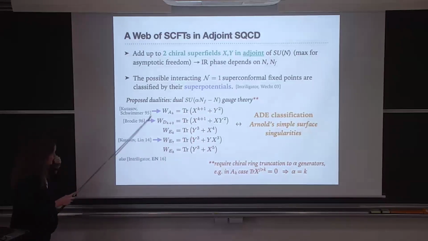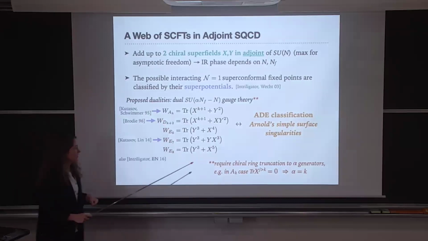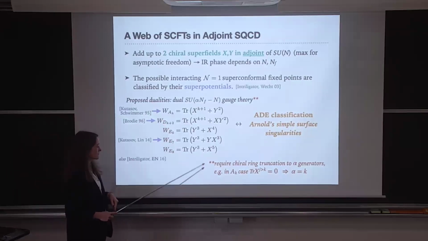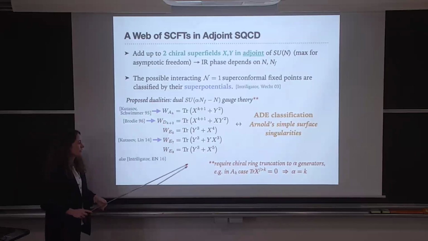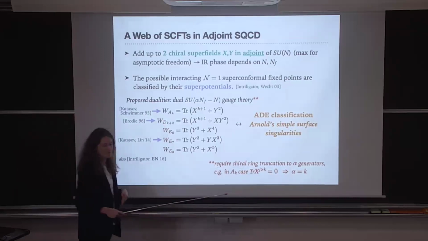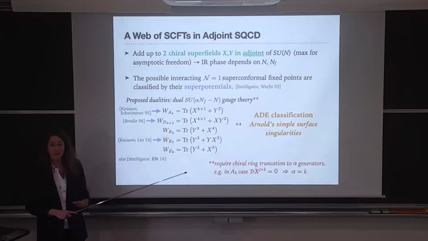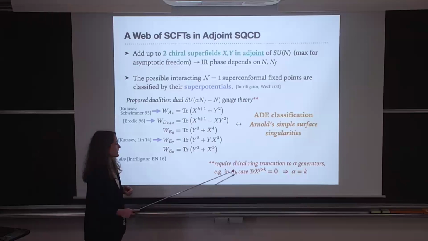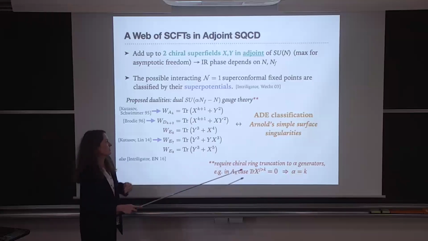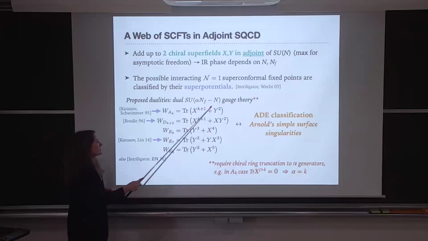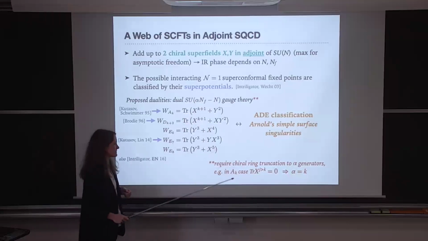These Seiberg-like duals have been proposed by Kutasov and Schwimmer for A_k, Brodie for the D_k cases, and Kutasov and Lin for the E7 case. It's kind of an interesting story. Not every one of these superpotentials has a proposed dual. This is related to the fact that all of the duals that have been proposed require some truncation of the number of independent chiral operators in the theory. This is called the chiral ring. The total number of these independent operators is the number that goes into the dual gauge group, which is kind of interesting.